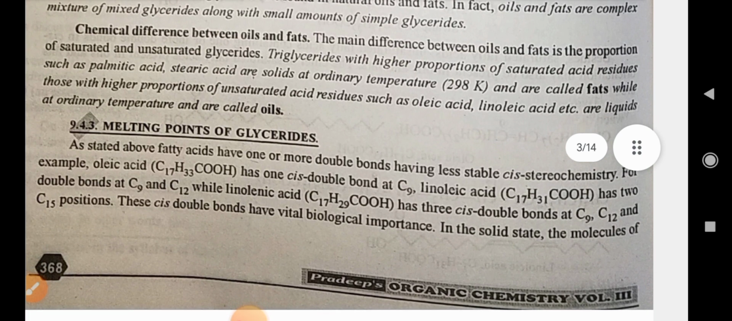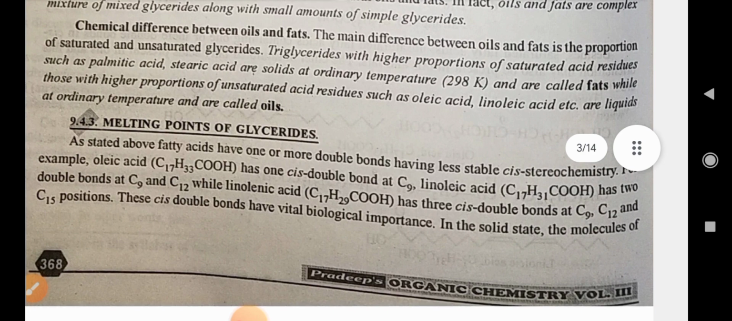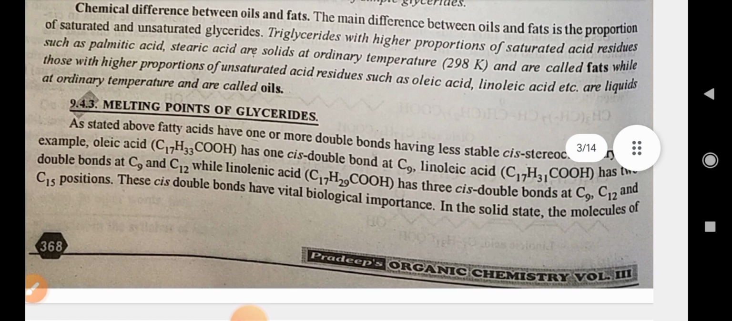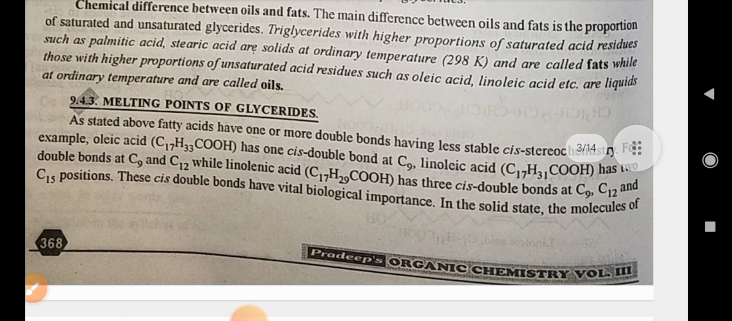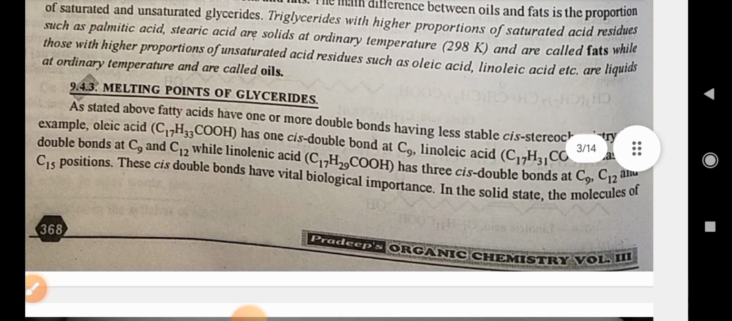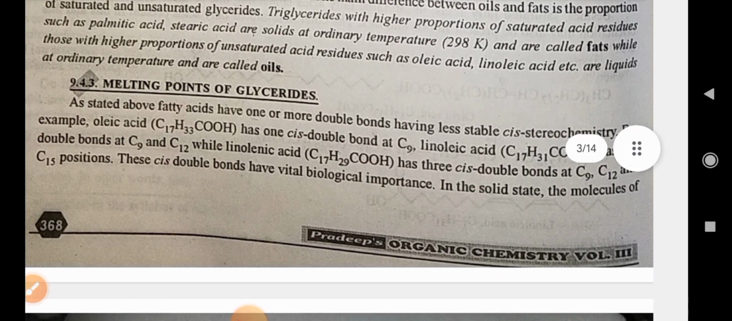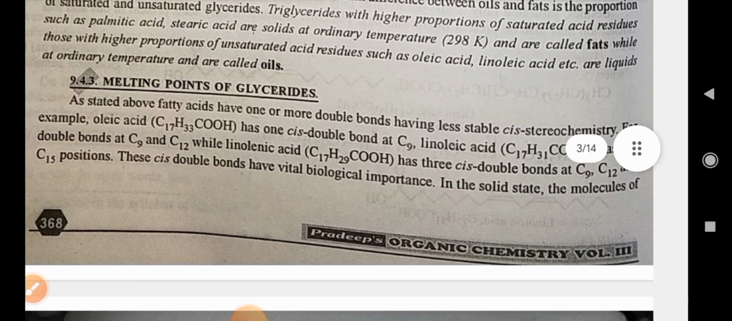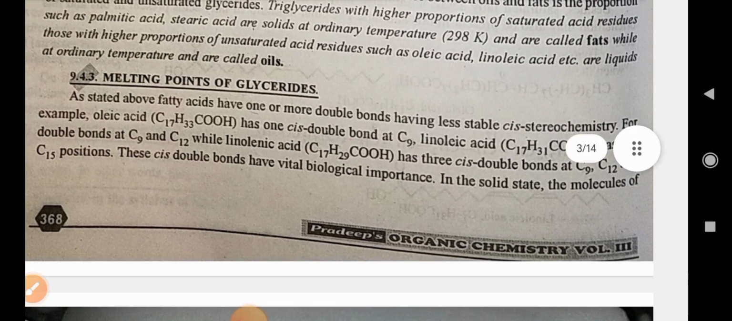Chemical difference between oils and fats. The main difference between oils and fats is the proportion of saturated and unsaturated glycerides. Triglycerides with higher proportions of saturated acid residues such as palmitic acid and stearic acid are solids at ordinary temperature and are called fats, while those with higher proportions of unsaturated acid residues such as oleic acid, linoleic acid, etc. are liquid at ordinary temperature and are called oils.